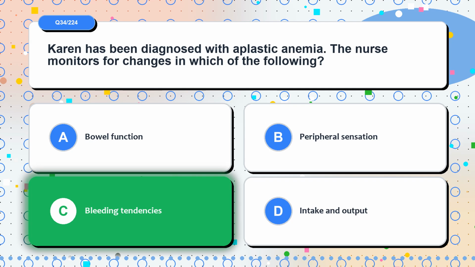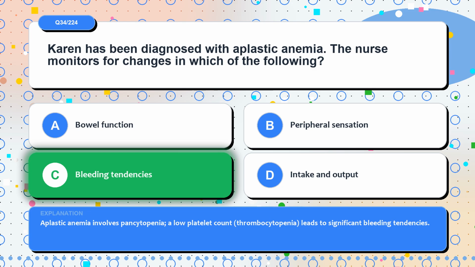The correct answer is option C. Bleeding tendencies. Aplastic anemia involves pancytopenia. A low platelet count, thrombocytopenia, leads to significant bleeding tendencies.